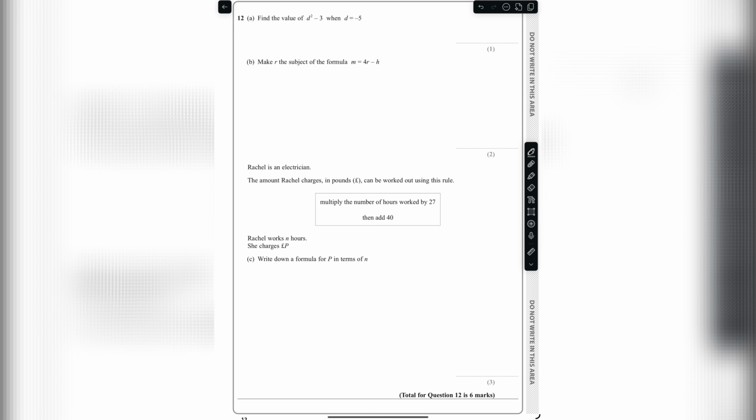In the first part of question 12, we are asked to find the value of d squared minus 3 when d equals negative 5. So negative 5 all squared is 25, and 25 minus 3 is 22.